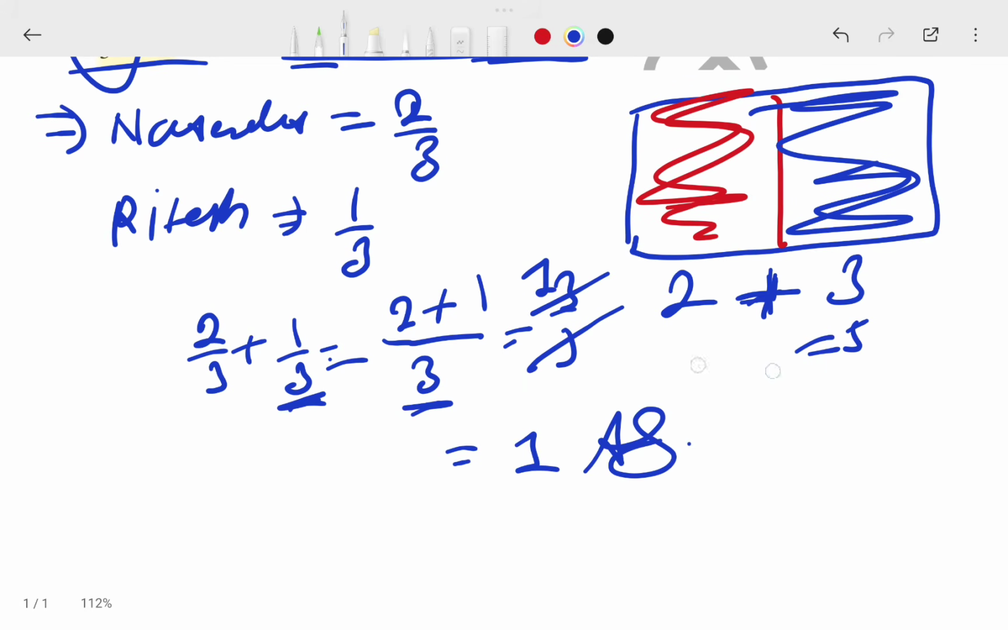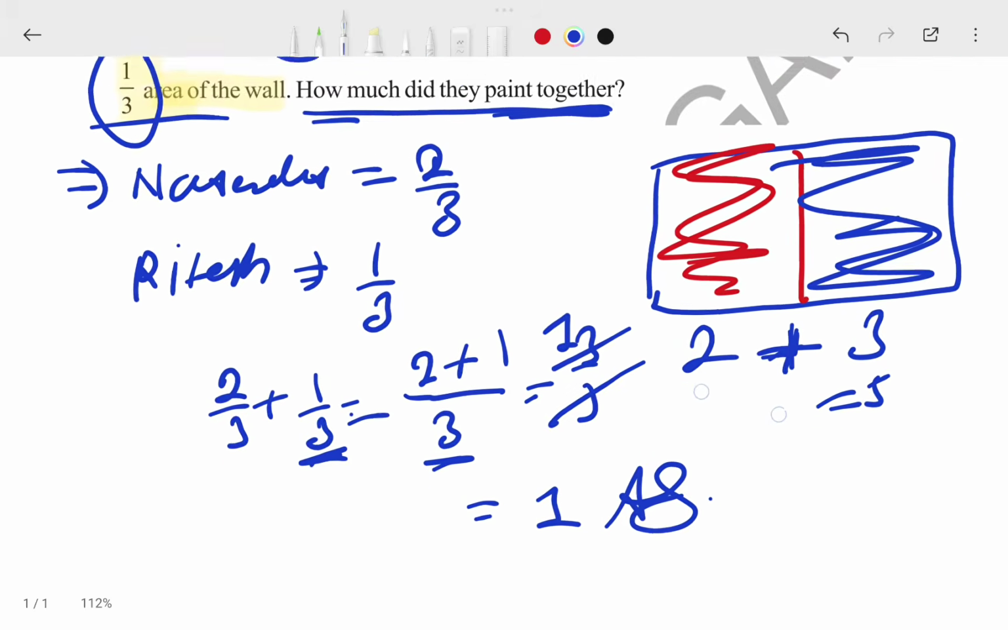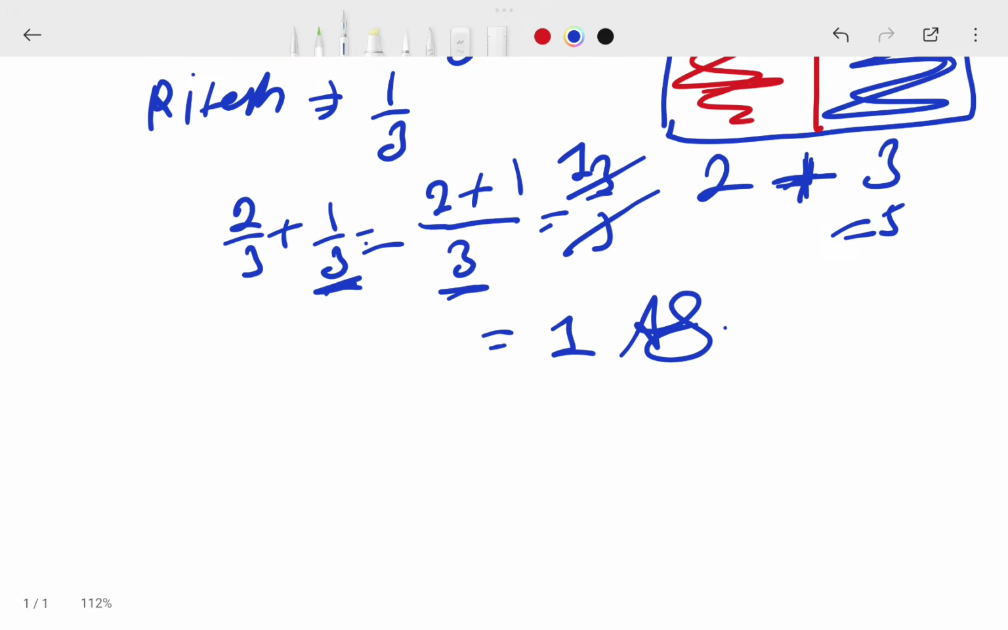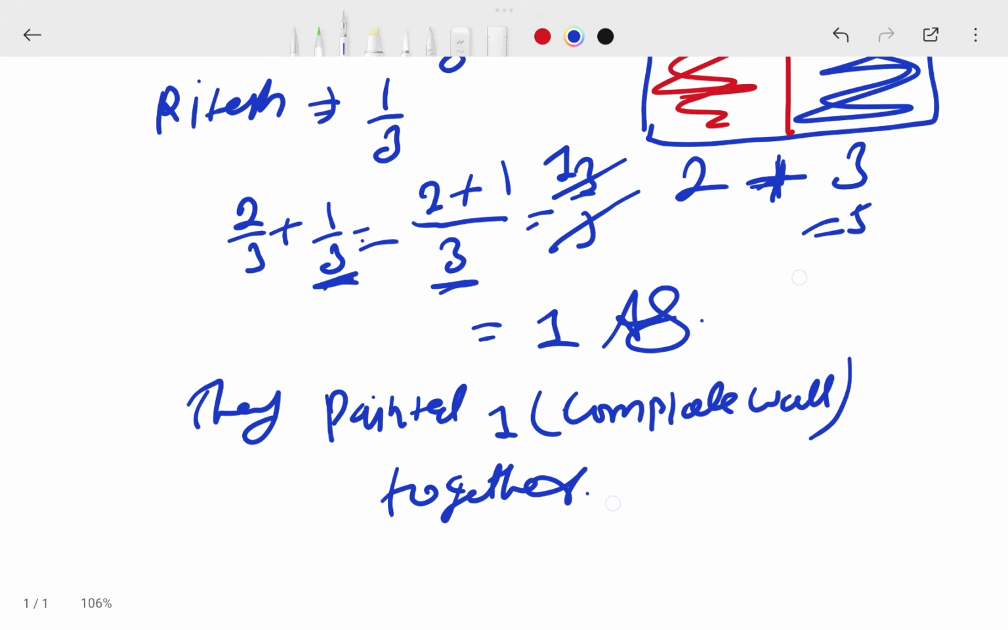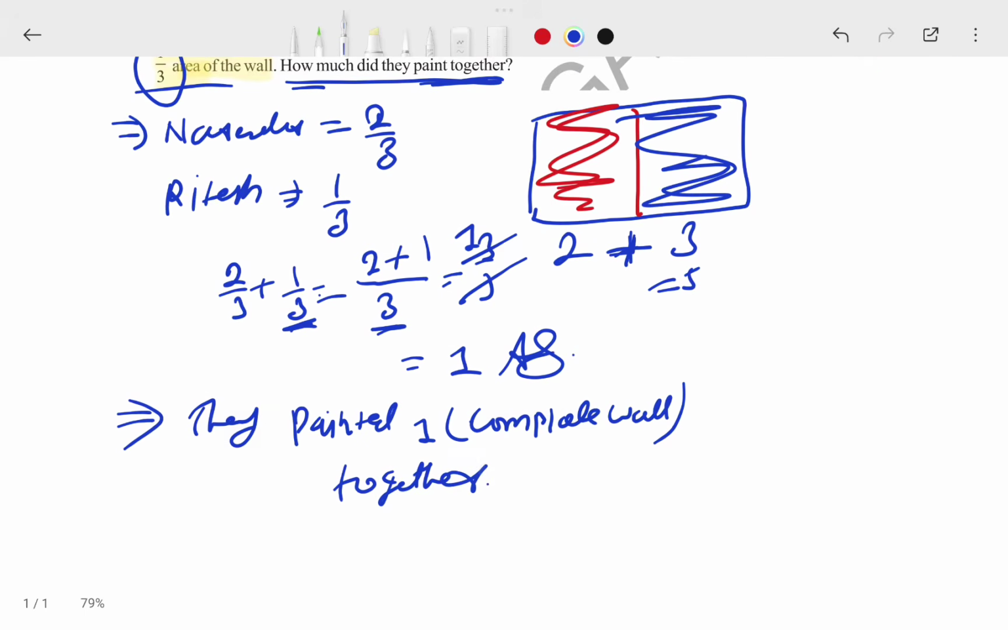So how many parts did they complete? How much did they paint together? They painted one, or you can say one complete wall together. Simply, this is generally our answer.